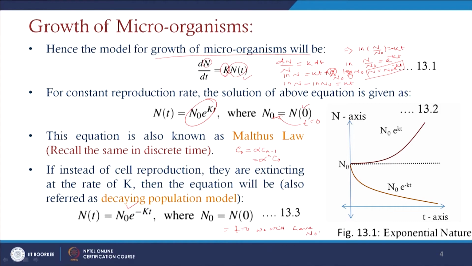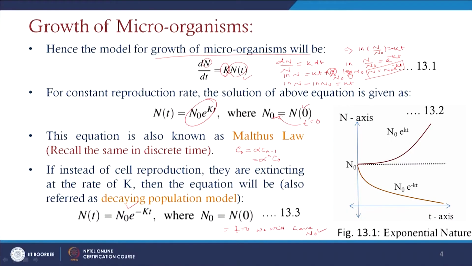If we show this in a graphical sense, we find there is a growth and a decay rate. There is an exponential growth at a rate n0 e to the power kt, and if there is decay, the population decays and approaches 0. Finally, there will be no survival of the population as t tends to infinity.